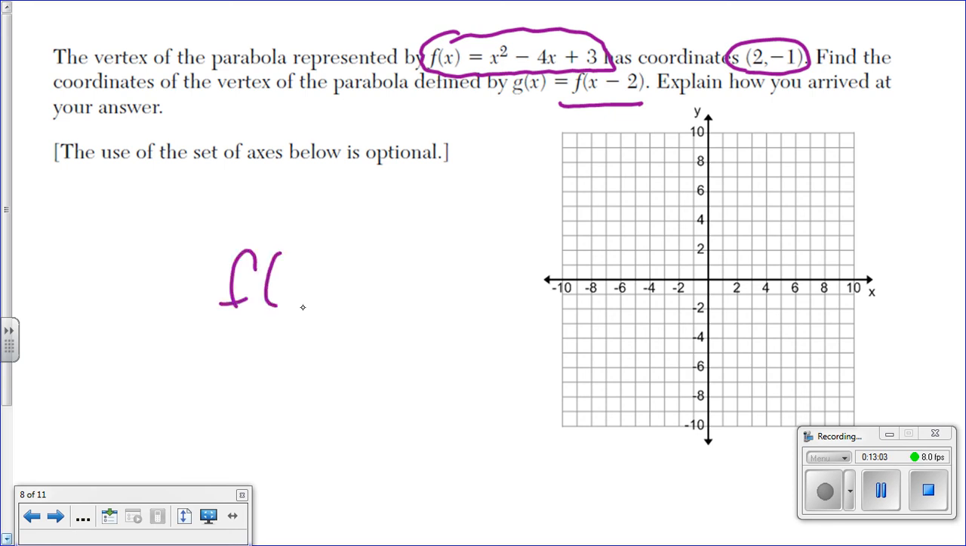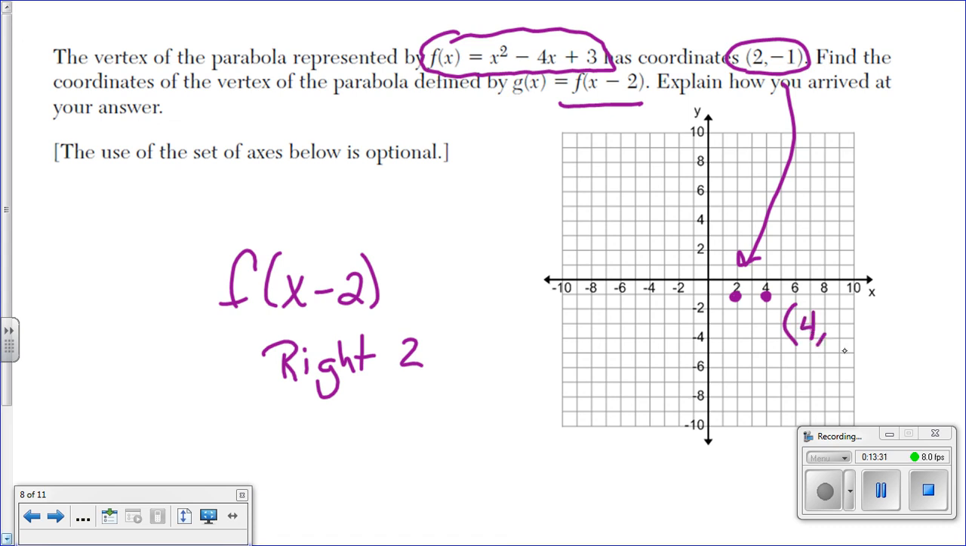So let's just look at this. You know when we're minusing 2 from your x values, what's that going to do? Hopefully you're looking at that and saying, okay, well that's going to move it to the right 2. So if I graph 2 comma negative 1, I'm going to graph that right here. According to this, it says go right 2. There's me going right 2. The new coordinates are 4 comma negative 1.